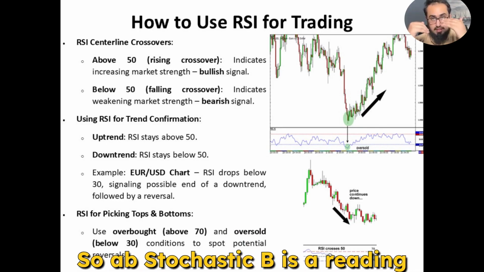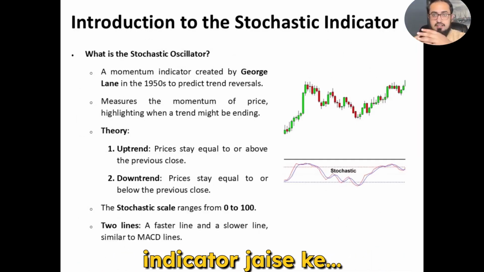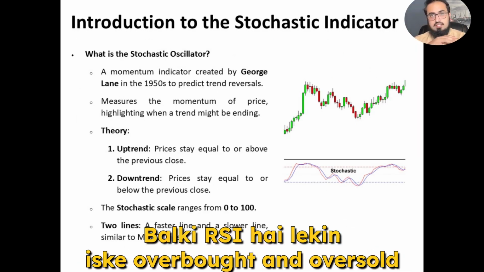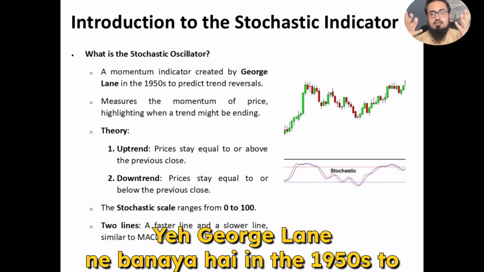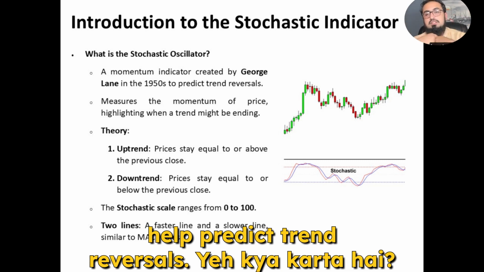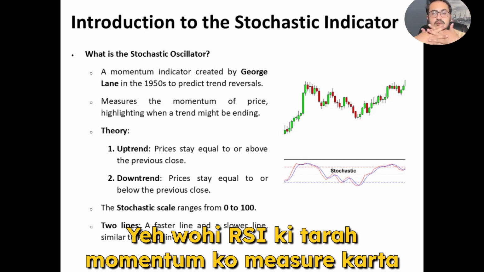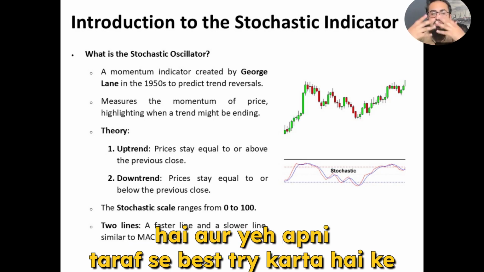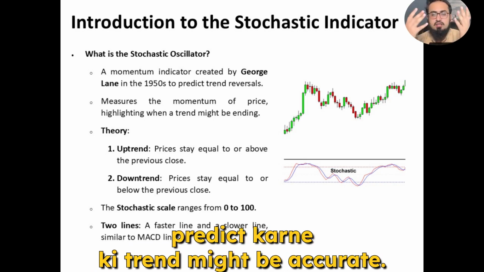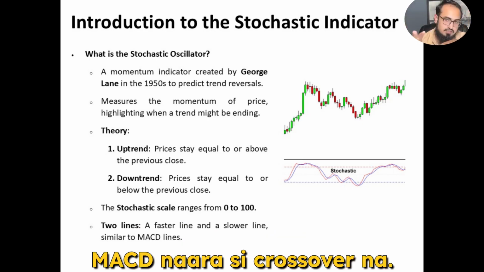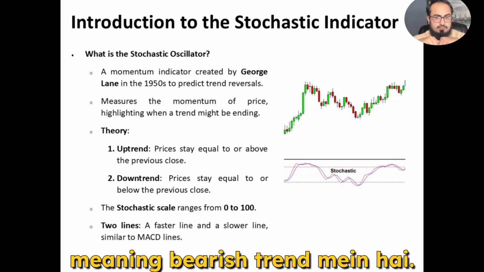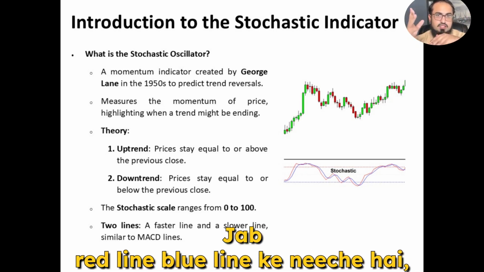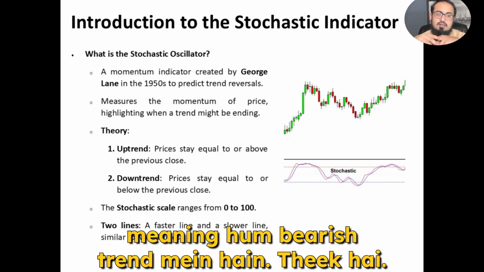Now the stochastic is also a leading indicator just like RSI, but there is a slight difference in its overbought and oversold conditions. What it does is similar to RSI. It measures momentum and tries its best to predict that the trend might be ending. It's a kind of moving average crossover. When its red line is above the blue line, it is in the bullish zone. When the red line is below the blue line, it is bearish.